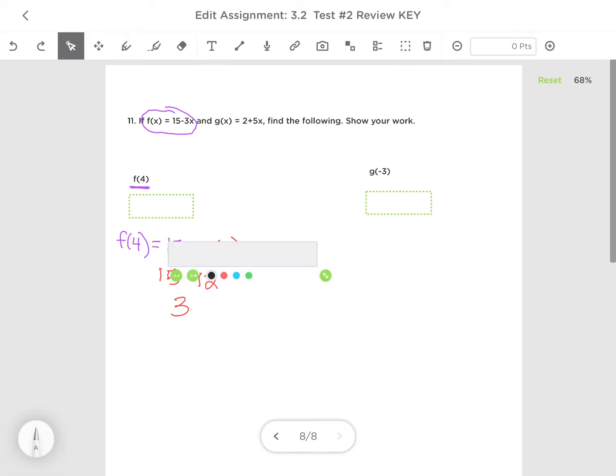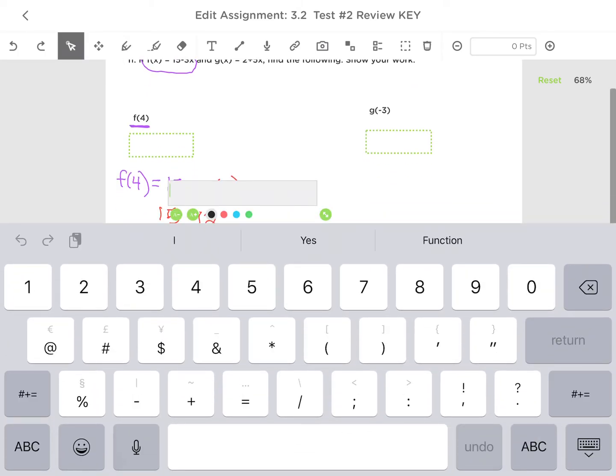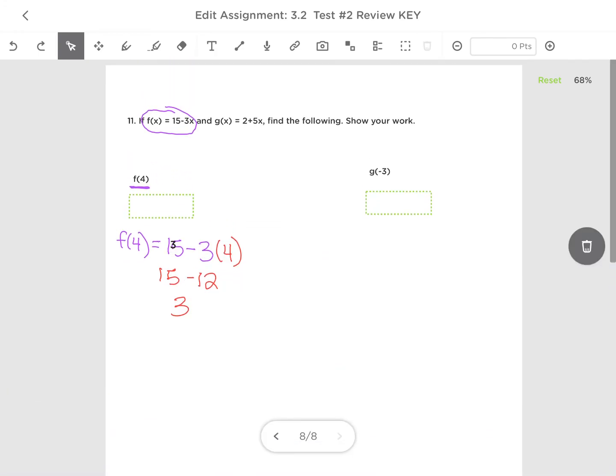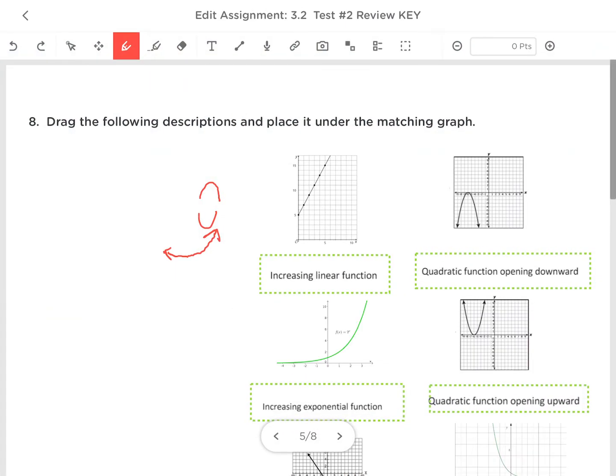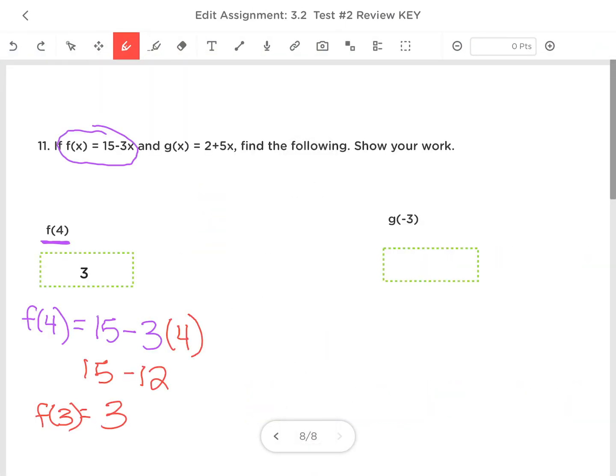So I'm going to use the text box option. I'm going to type in the number 3, and I'm going to put it in the green box. Okay, can also make sure we write it properly. F of 4 equals 3. Or sorry, f of 4. Messing up today. Where's my eraser? F of 4, write it properly, Miss Faina. There we go. F of 4 equals 3.